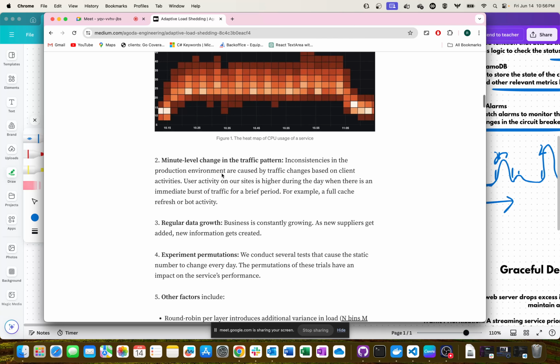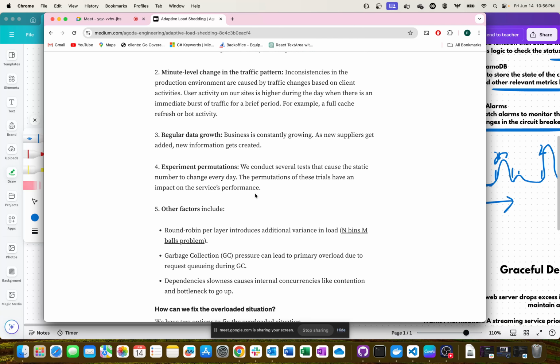Then you have these experiment permutations, right? Certain tests, because you have pen testers coming in someday that will hit your system like crazy. So these issues happen. This is a very interesting line.